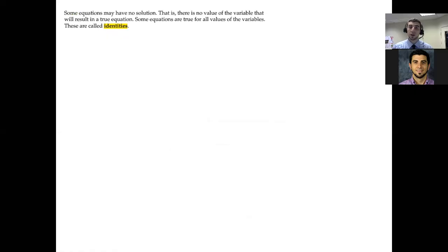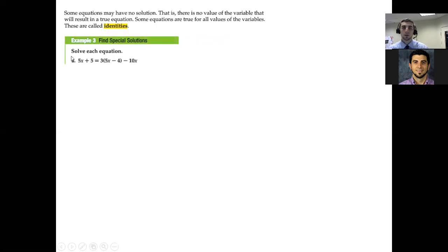Okay, some equations may have no solution, and that is there's no value of the variable that will result in a true equation. And some equations are true no matter what values you plug in. Those are called identities. So I'm going to do a couple examples here and show you what happens and how you know if your equation is in fact an identity or if your equation has no solution.